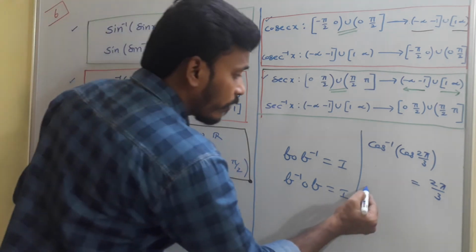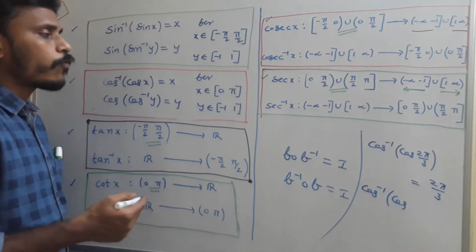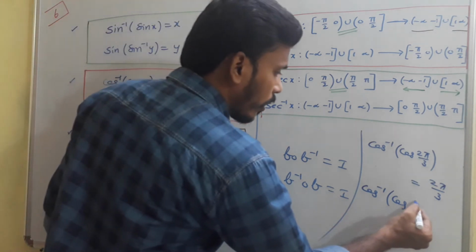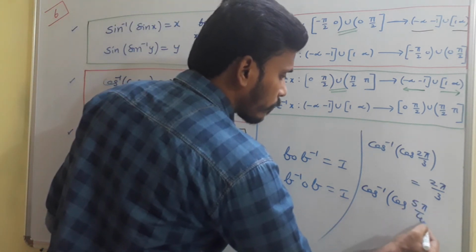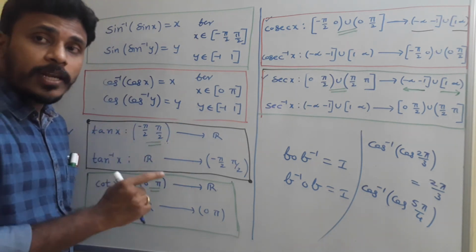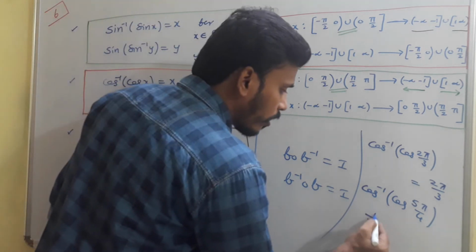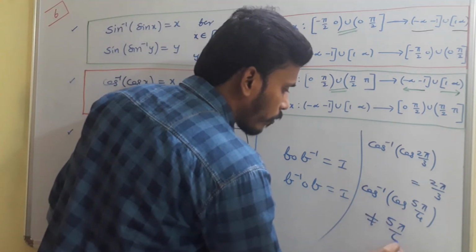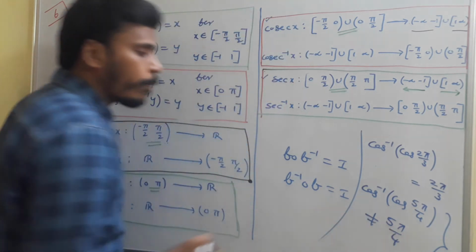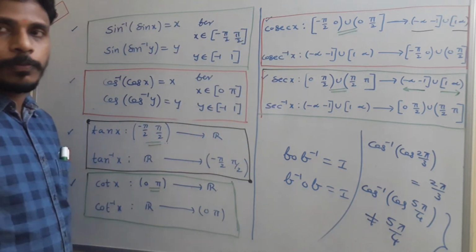But whereas if anybody asks you cos inverse cos of, instead of 2 pi by 3, suppose you take 5 pi by 4, that 5 pi by 4 is not an angle in the range 0 to pi. So this is not equal to 5 pi by 4. Since this is not equal to 5 pi by 4, we have some other ways of calculation, and I will explain that in the next point.